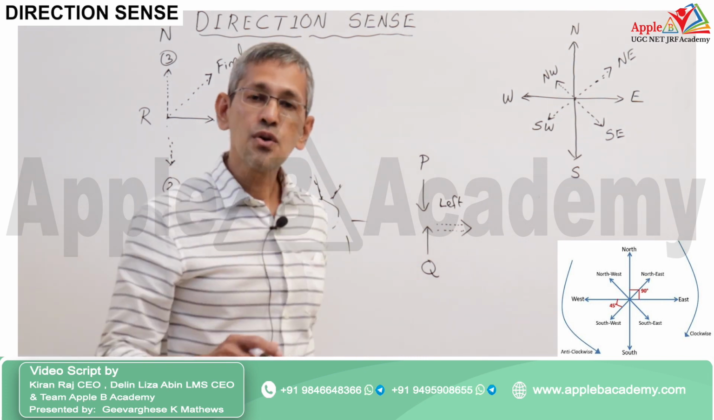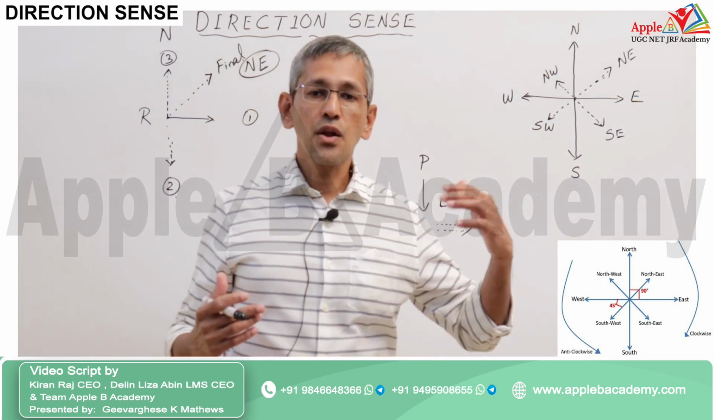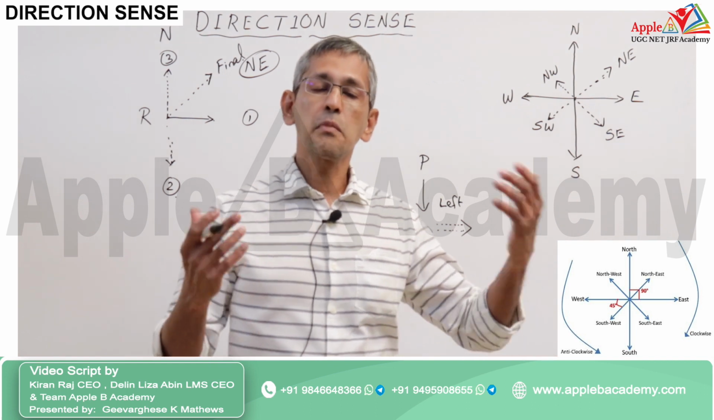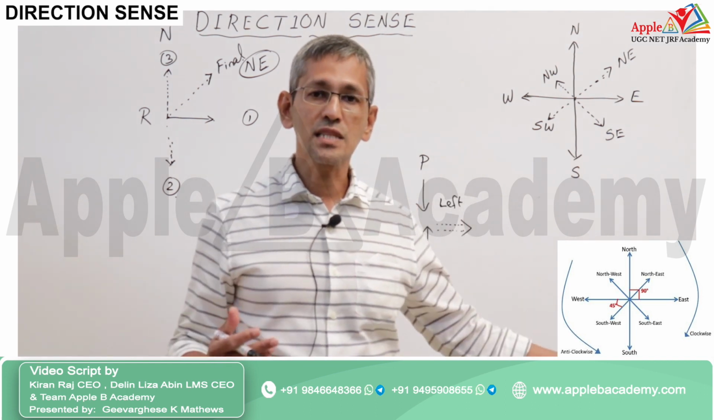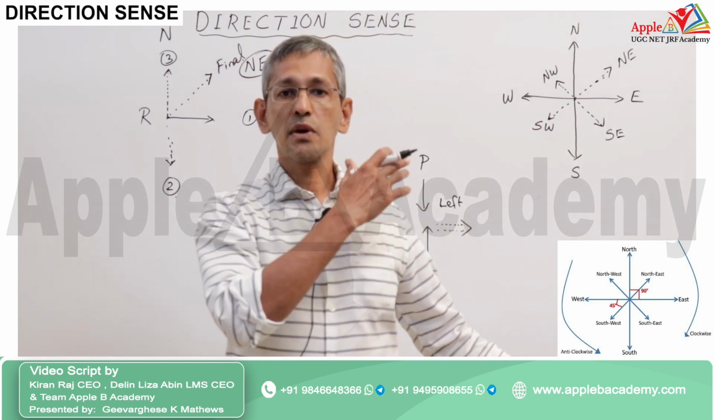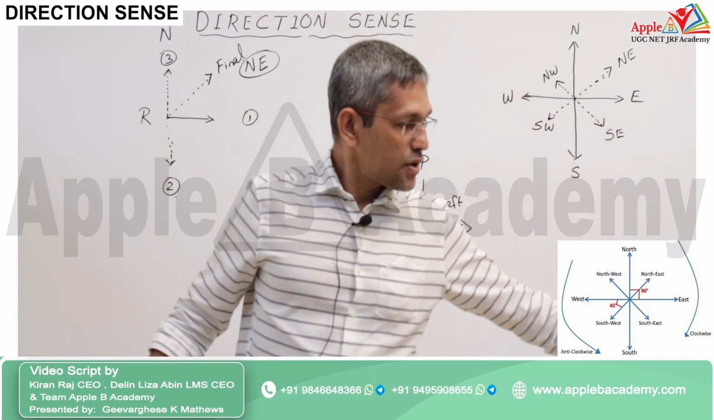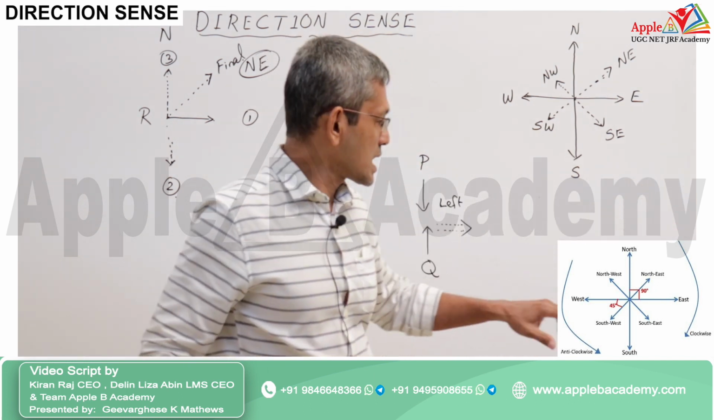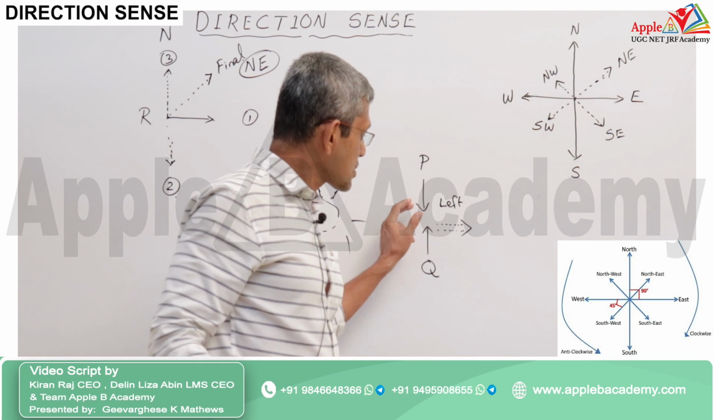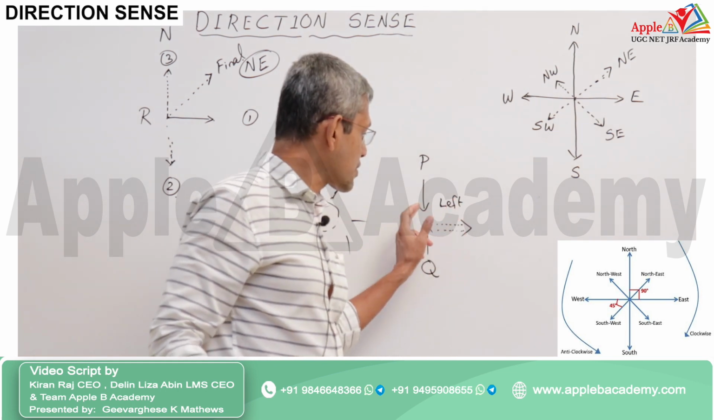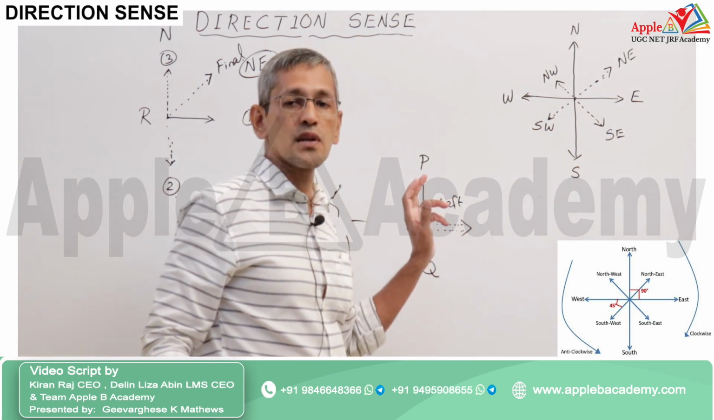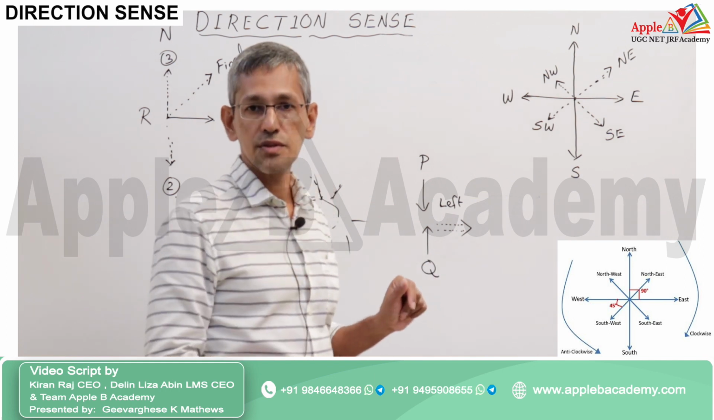So somebody's shadow is on my left, or my shadow is on my left. It doesn't mean that the shadow is on my left shoulder. Shadow must be on the left hand side. So in that case, the shadow of Q is on the left hand side of P. Perfectly all right. That is what the condition is given to us.